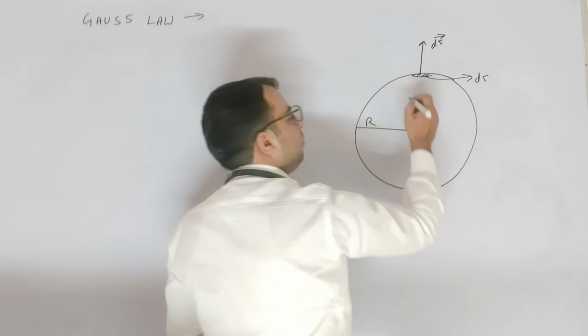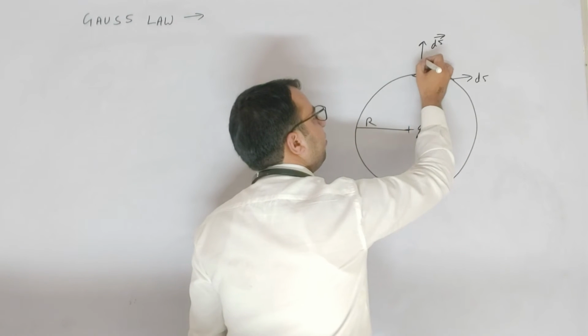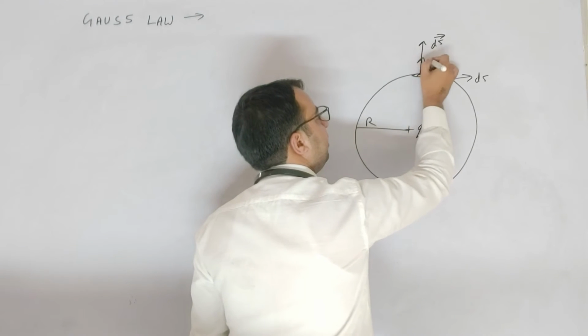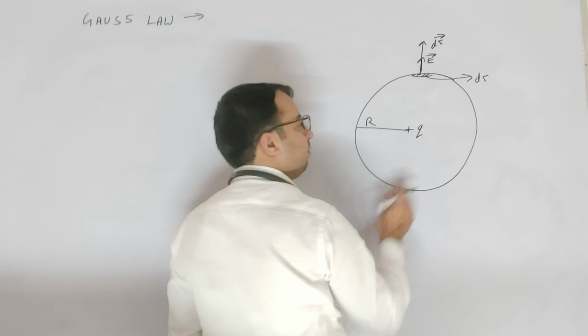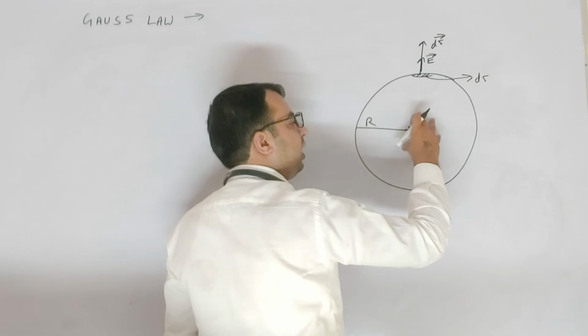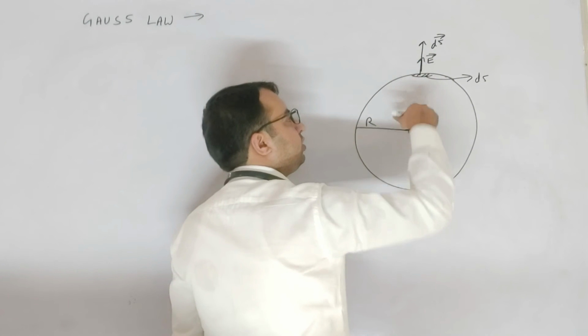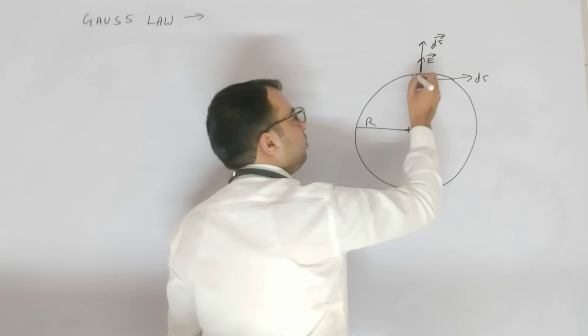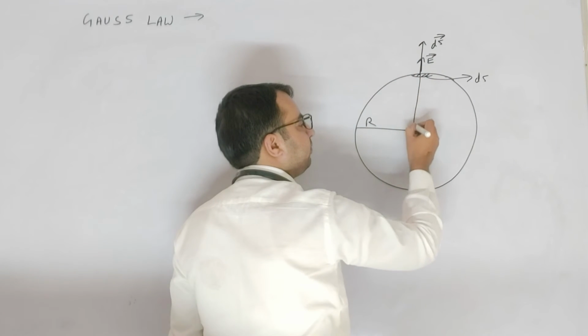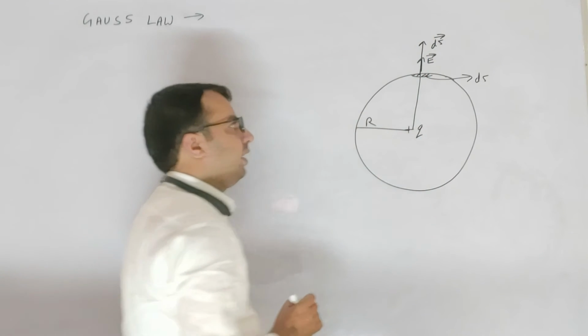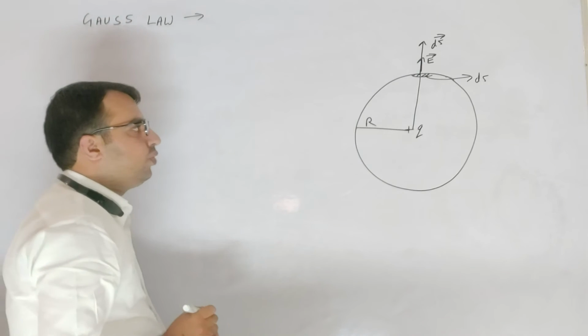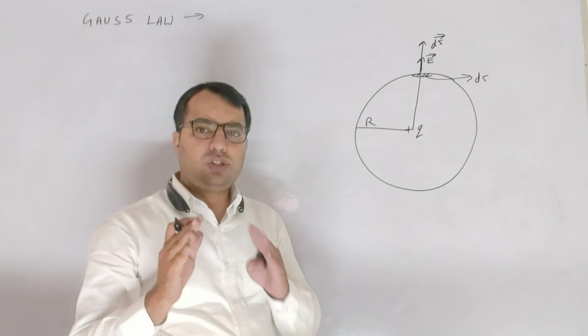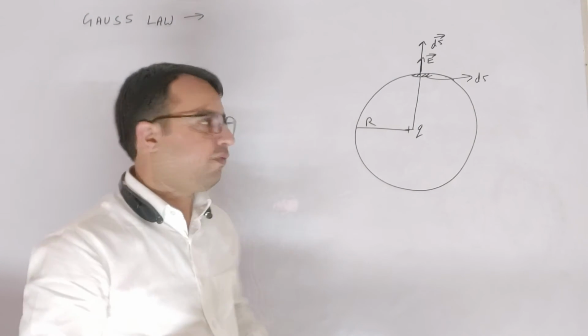So in this direction, what will be the direction of the electric field? Electric field will also be radially outward, because from positive charge, electric field lines always move outside. You can also show it by complete line. This is electric field line, right? So we will be just using the definition of the flux.